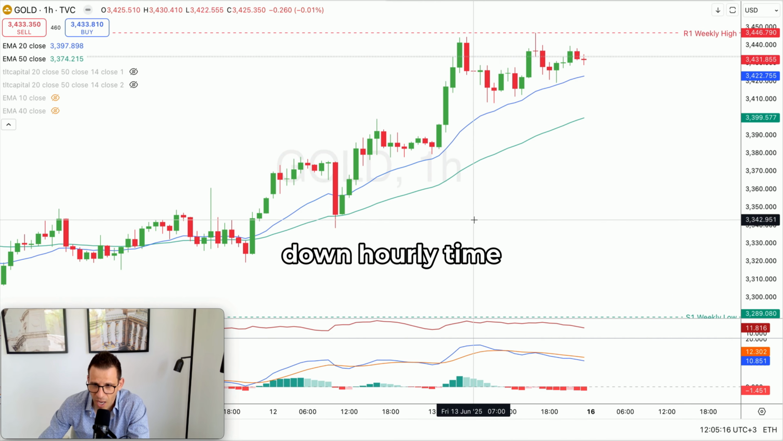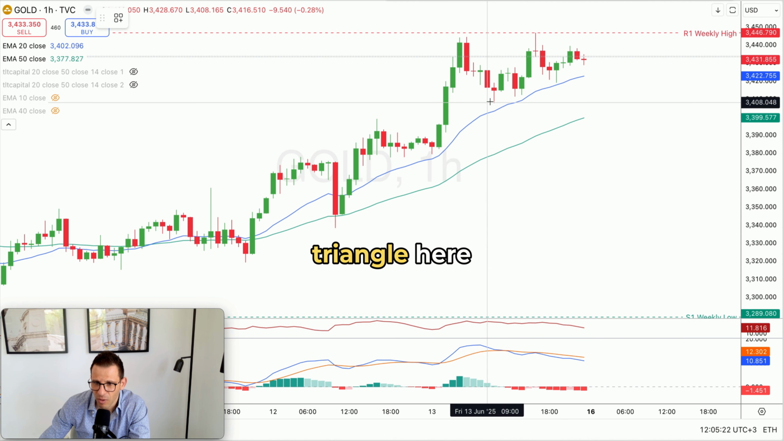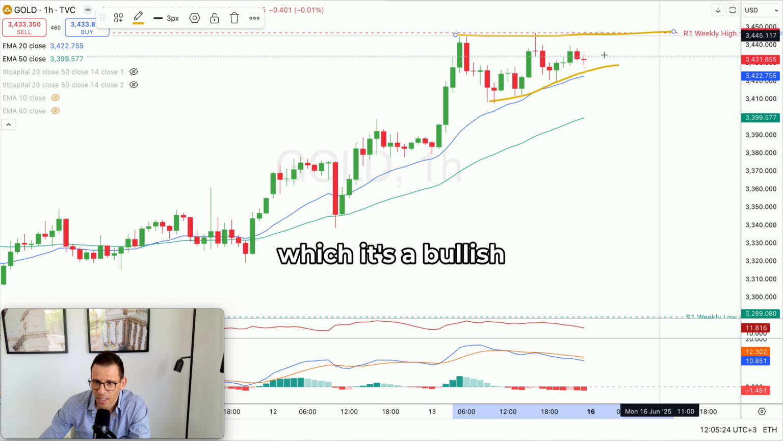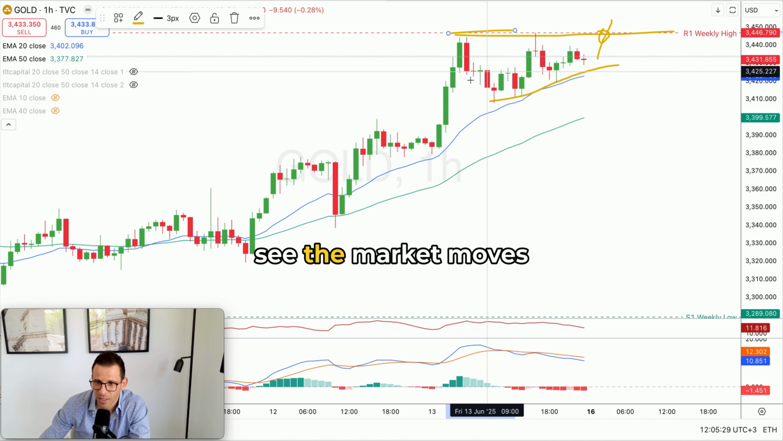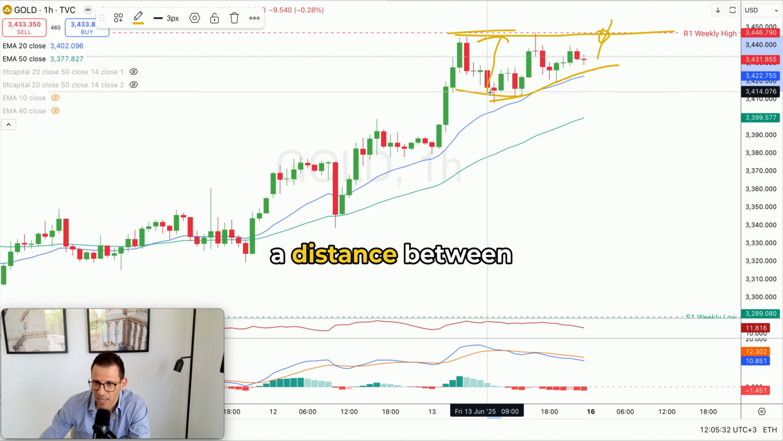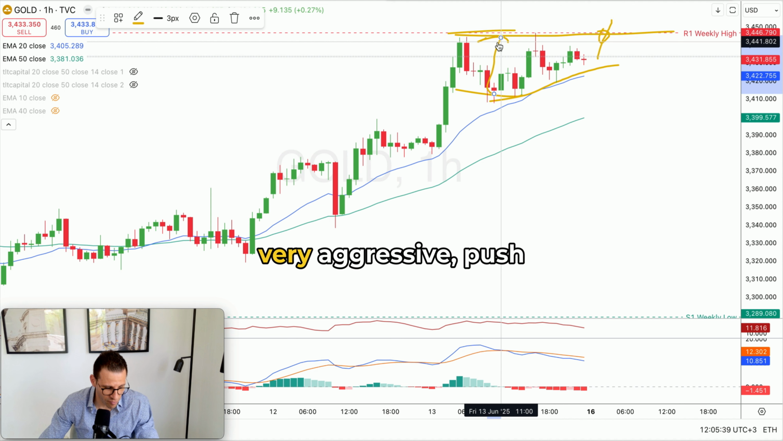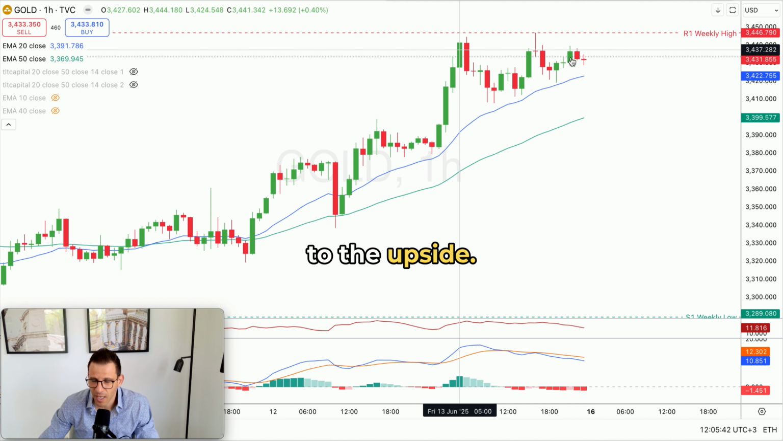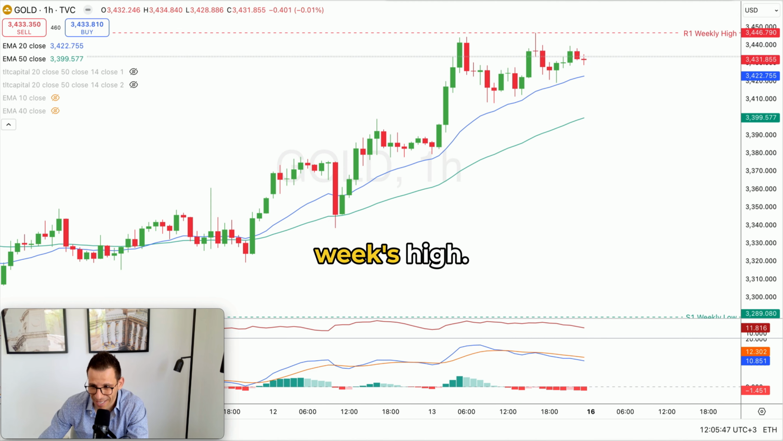If we go further down, on the hourly time frame, the market forms an ascending triangle here, which is a bullish continuation pattern. If the price breaks above this one, we might see the market move at least a distance of about 100 pips or something. And we believe that it's going to be a very aggressive push to the upside, but first we need to confirm a valid breakout above the previous week's high.